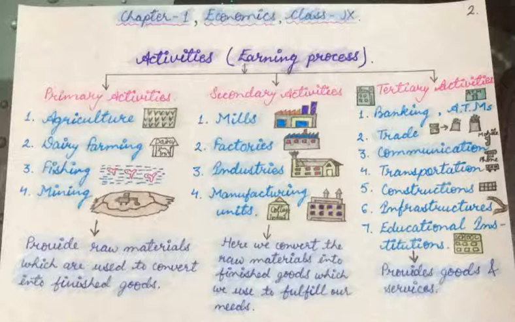Its meaning is that the activities which provide raw materials are called primary activities. Raw material means a thing which is used only after converting or changing into finished goods, that is, used only after processing. We can take the example of wheat. We do not eat wheat directly until a series of processes have been done on it.